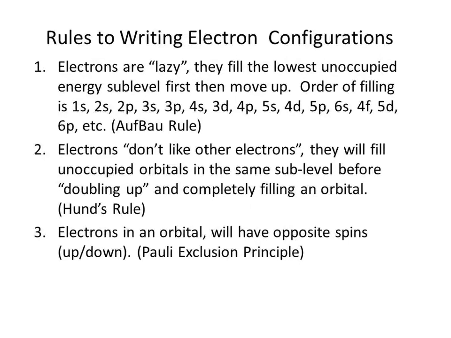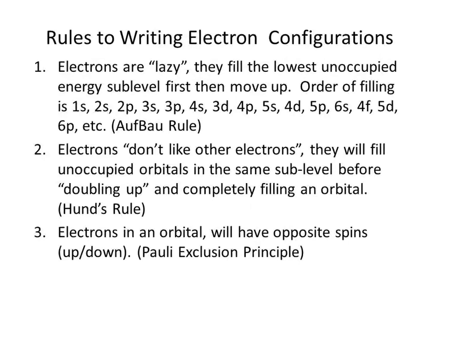And remember, electrons are negative, so they don't like each other, right? They're going to repel each other. So they will fill unoccupied orbitals in the same sublevel first before doubling up and completely filling an orbital. And I'll show you what that means in a minute. We also call this Hund's rule.